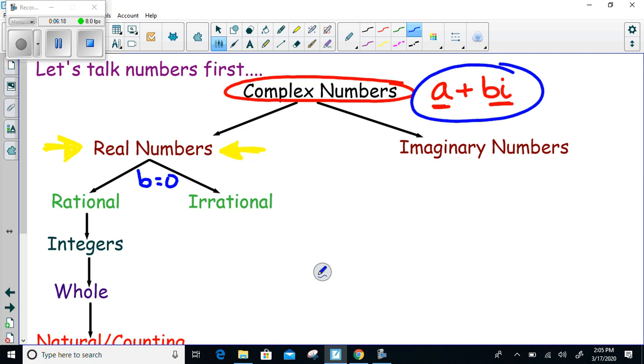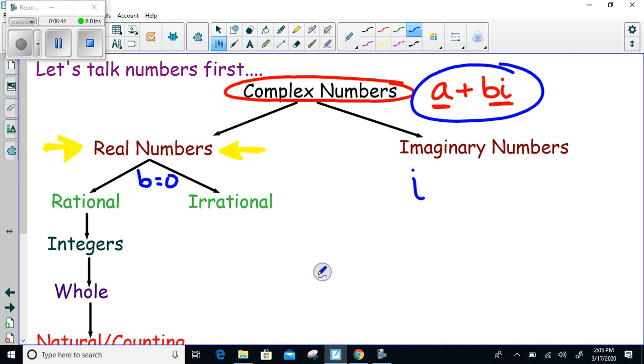Anything times 0 is 0, so you would just be left with the a portion, which is just strictly the real portion. But complex numbers have a real part and an imaginary part. So we're going to talk about that bi part. Specifically, we need to talk about a and b, and then i separately. a and b are just numerical values. Those are real numbers. But the i part, that is what makes an imaginary number.